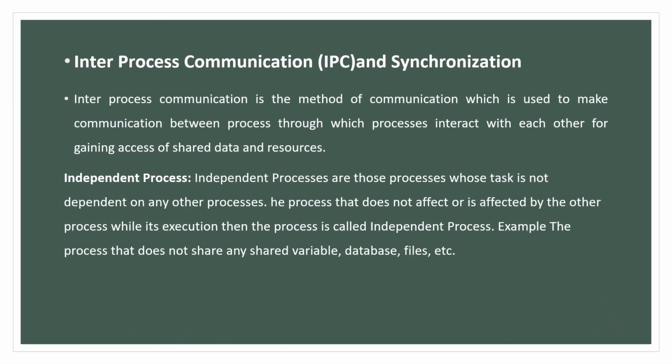Inter-process communication and synchronization topic. Inter-process communication is a method of communication used between processes, through which processes interact with each other for gaining access to shared data and resources. There are two types of processes: the first is independent and the second is a cooperative process.